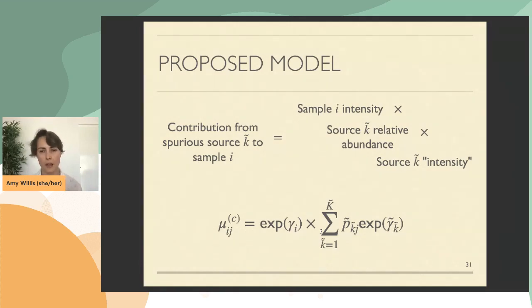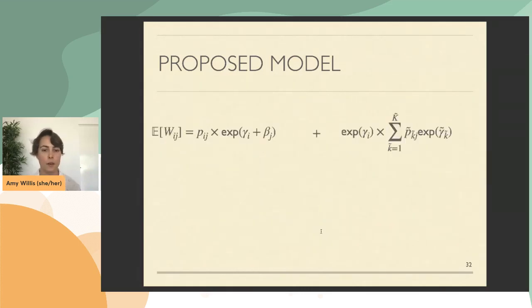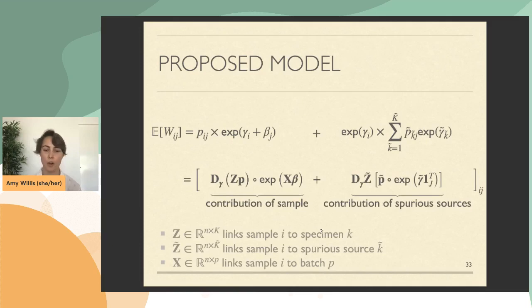Essentially, the model that we are thinking about is that there's some contamination profile as well as some contamination intensity. And then there are potentially multiple of these contamination sources. And then how much contamination we observe in them is also proportional to how deeply we're sequencing that sample. So if you have further questions about this, I'd love to chat about them in the Q&A. But the result at the end of the day is that we have this model with 2 pieces: contribution from sample, and contribution from spurious sources.